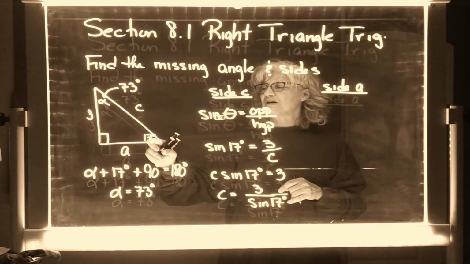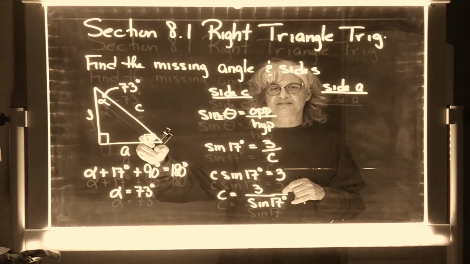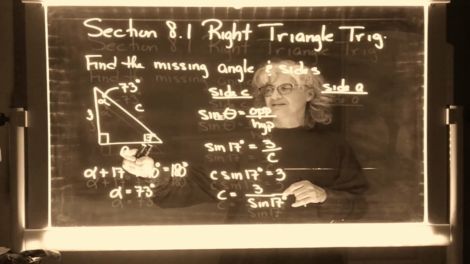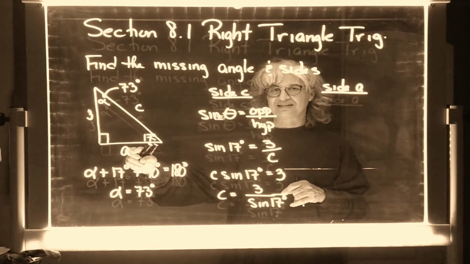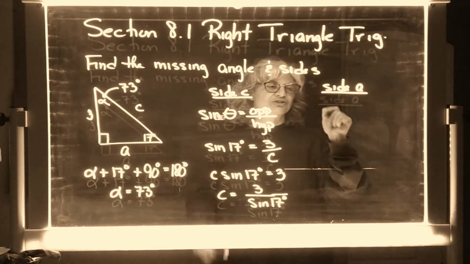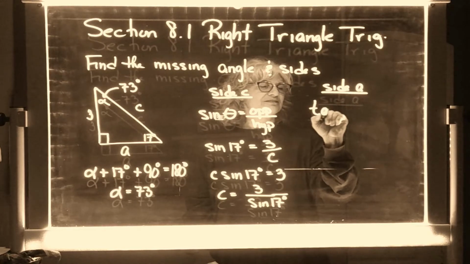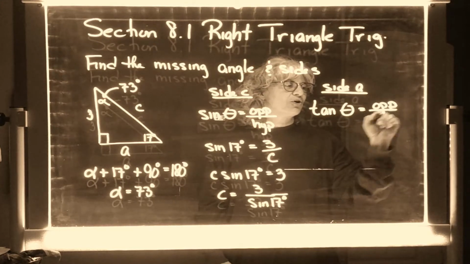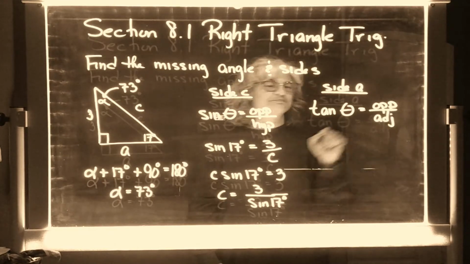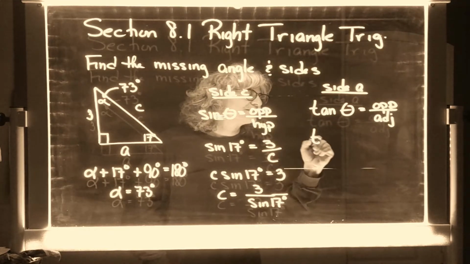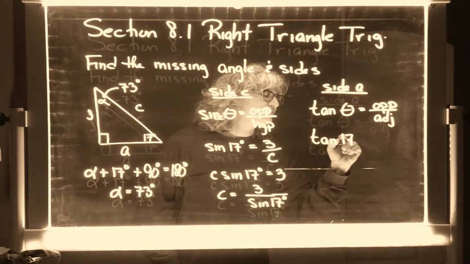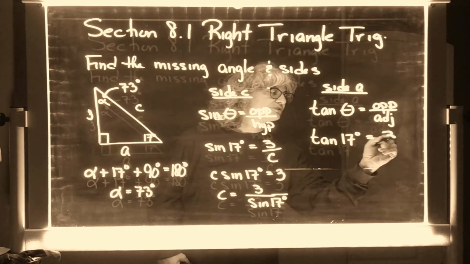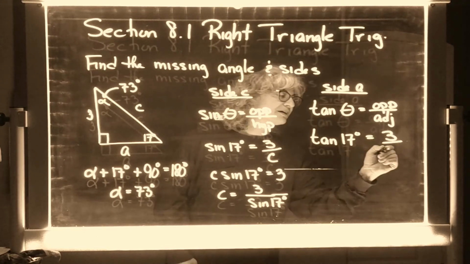So now 3 is opposite the 17 degrees, and the side I'm looking for is adjacent, isn't it? Opposite side, adjacent side. Which trig function? Good, tangent, because tangent of an angle is the opposite side over the adjacent side, which means I would have the tangent of 17 degrees being equal to the opposite side, which is 3, over the adjacent side, which is A.